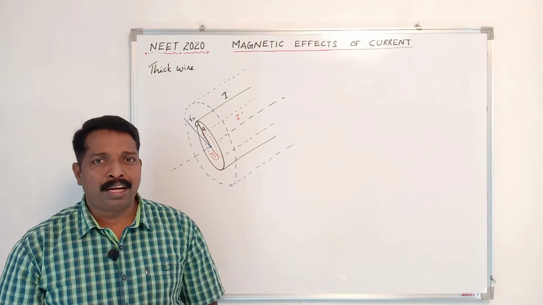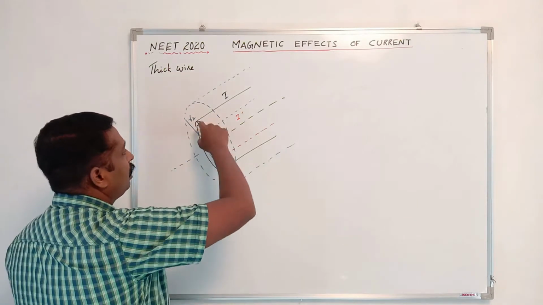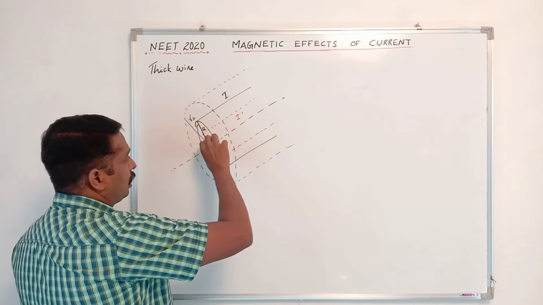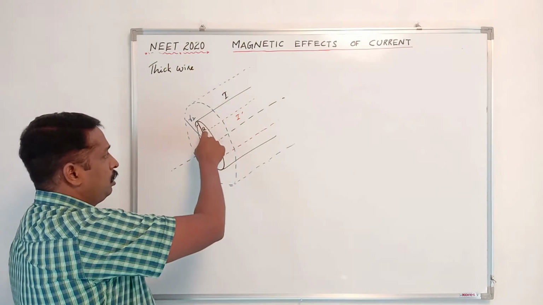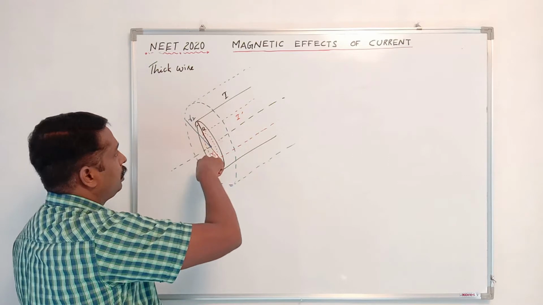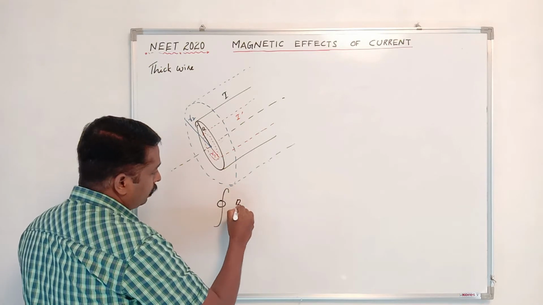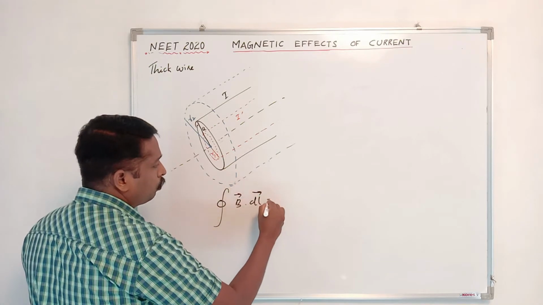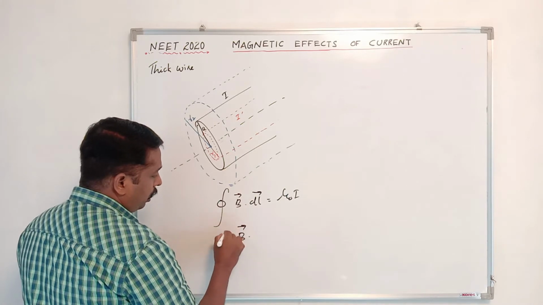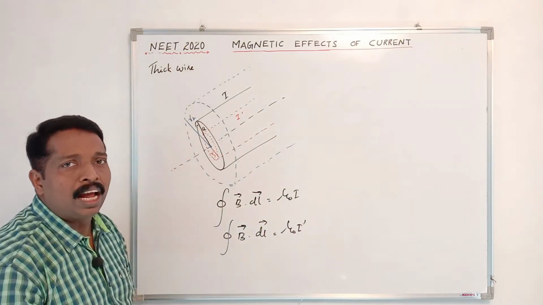So the next application of Ampere's circuit law is a current carrying thick wire. Let us consider a current carrying thick wire of radius A which carries a current I ampere, and 2 Amperean loops are considered, one inside the conductor, which has radius R1, and the second Amperean loop outside the conductor with radius R2. Then by Ampere's circuit law, closed integral B dot dl is equal to mu 0 I. Inside the conductor, closed integral B dot dl is equal to mu 0 I dash, because I dash is the current flowing through the inner Amperean loop.